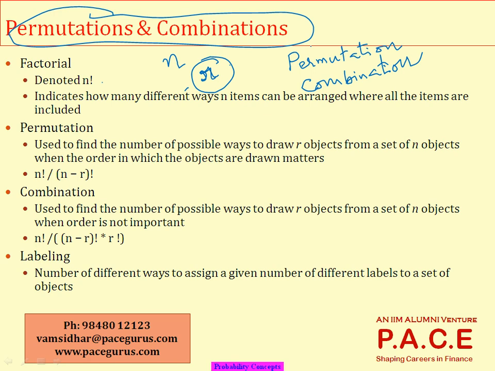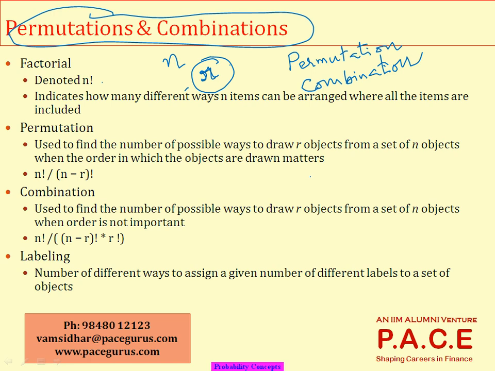Whereas if I just need to pick 3 from 20 to give an award, and all of them will get the same kind of award, then the order in which they are picked, the ranking, does not matter in that kind of example. Then we call it a combination.